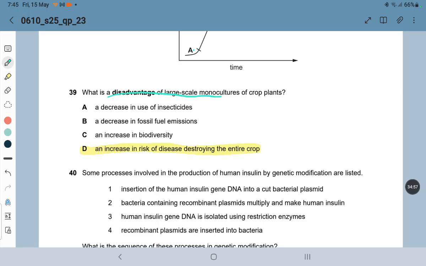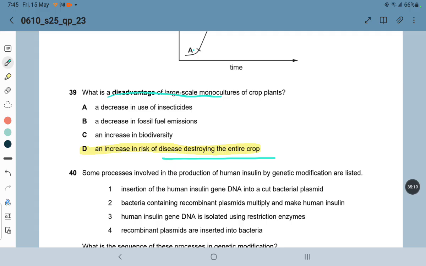What is the disadvantage? An increase in risk of disease destroying the entire crop. Why? Because if there is a disease, the whole crop will be damaged, because remember that cross-pollination is continuous. Cross-pollination occurs at all times. So we need to keep in mind that 39 will always be the answer D.